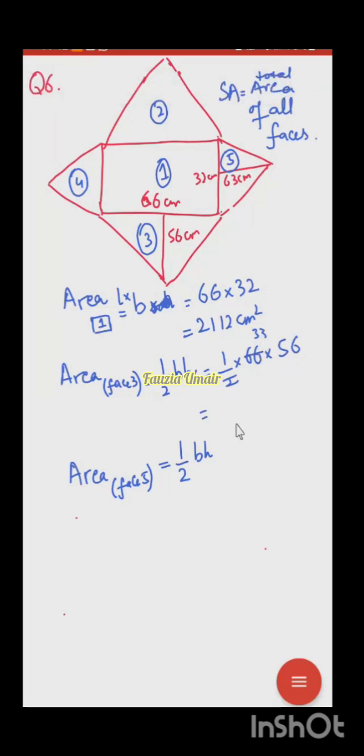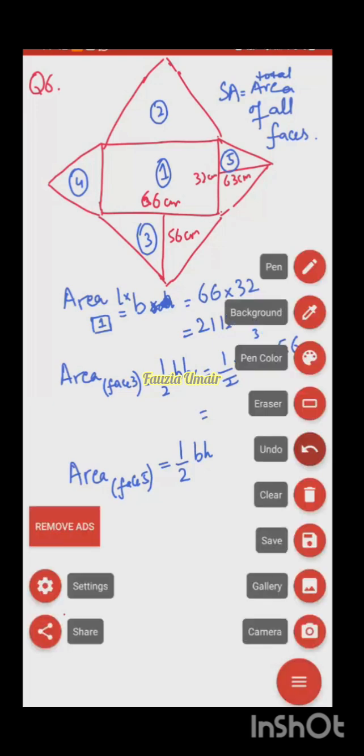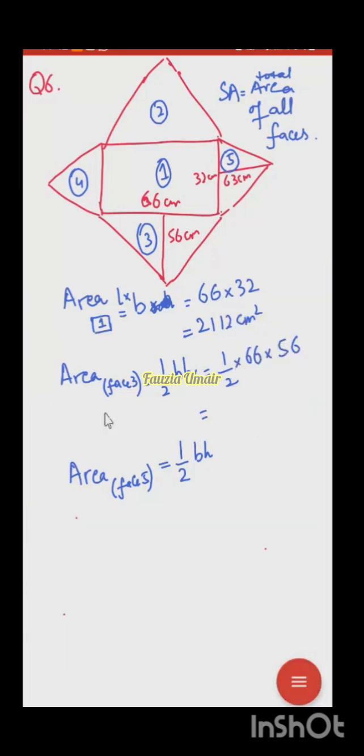Actually, because we need to double it again, we will say area of face 1 plus face 2, and double it here so that the 2 cancels. Are you getting the point why I am doing it? We can cancel this 2 with this 2. So 66 into 56 gives the answer 3696 centimeter square.